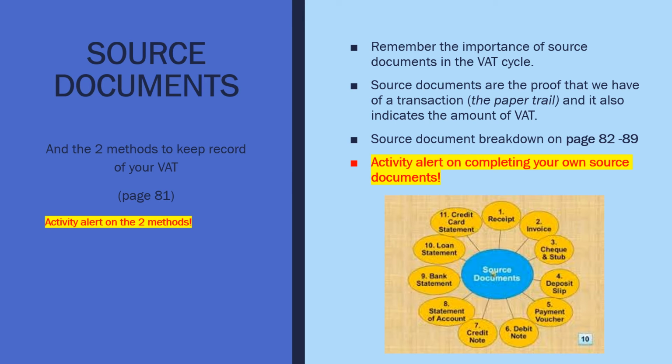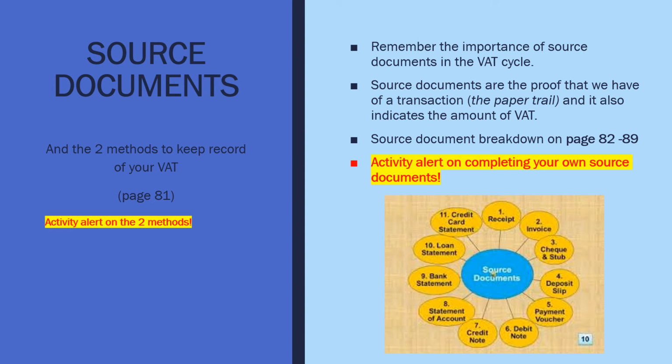Okay, also we have two methods to keep record of that. So these two sections I'm going to deal with together. So source documents, I'm going to deal with on the right hand side of the slide. Just firstly, on page 81, they deal with two different methods to keep record of your VAT in your business. Now, this has been such a popular question in assessments, and I sometimes think that students just completely miss it when they work through their textbook.